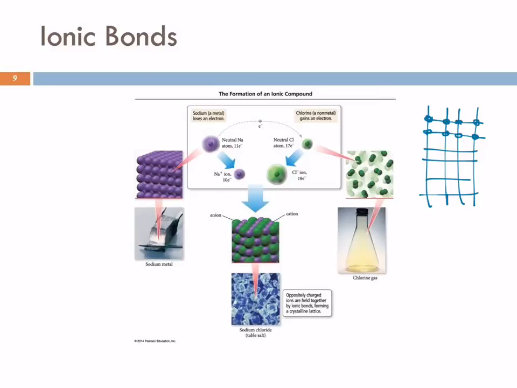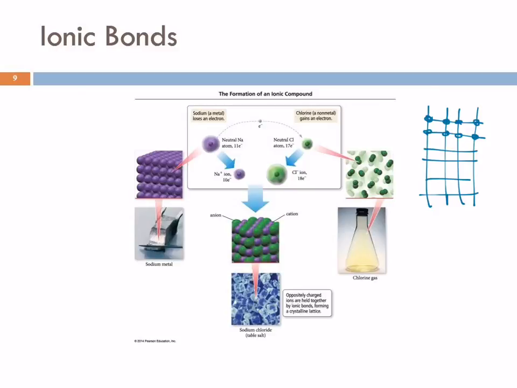Yeah. Yes? Ionic compounds like this, are they always going to have a net neutral charge, like as a compound? Yes. As a compound, they will have a neutral charge. The number of positive charges from the cations will exactly equal the number of negative charges from the anions. It's a good question. Any other questions?